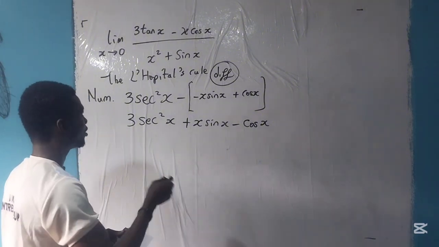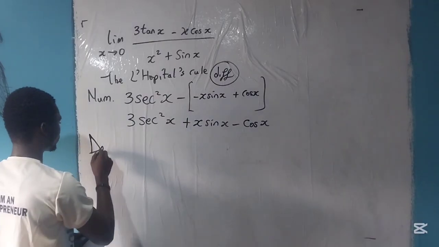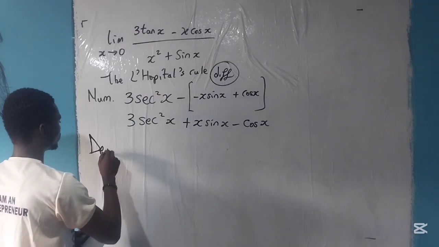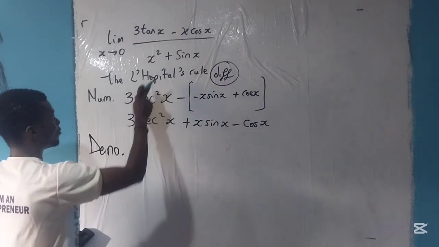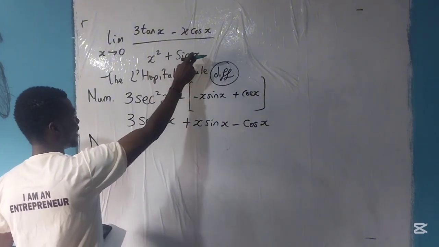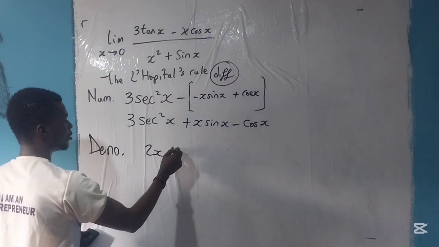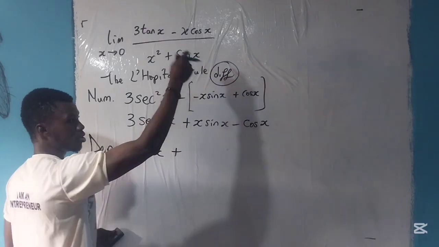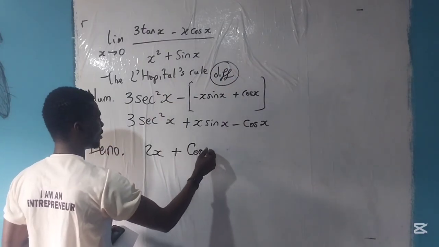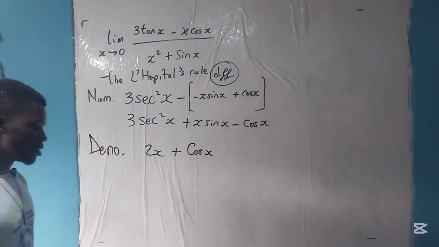Now, let's take the denominator. For the denominator, we have x squared plus sine x. What's the derivative of x squared? That's 2x. And what's the derivative of sine x? Sine x is what? Cos x. That's cos x. Are we getting that?